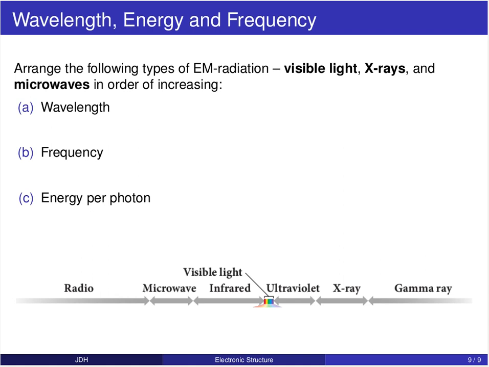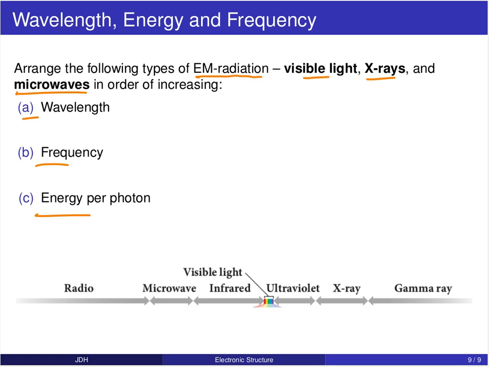Now, I want you guys to go ahead and memorize the relative ordering of these different types of electromagnetic radiation. In other words, I want you guys to be able to answer questions, without your notes, that look something like this. So here I'm asking you to arrange the following types of EM radiation: visible light, X-rays, and microwaves in the order of increasing wavelength, frequency, and energy per photon.